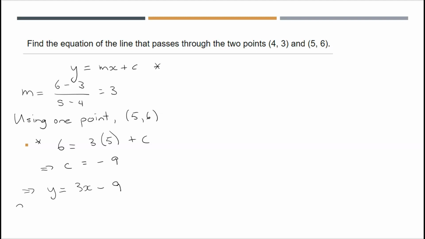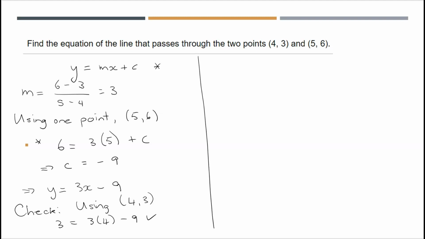And I could check with the other point just to make sure that it works. So that would tell me that 3 was equal to 3 times 4 minus 9. Yep, that's true.